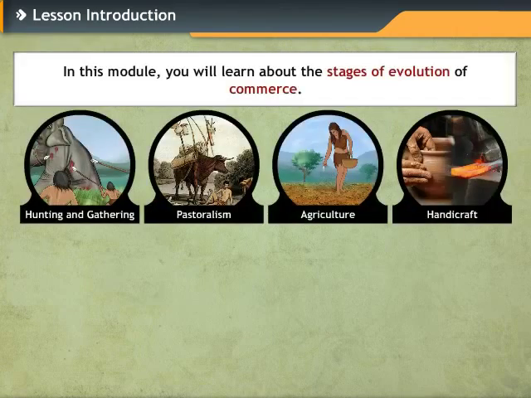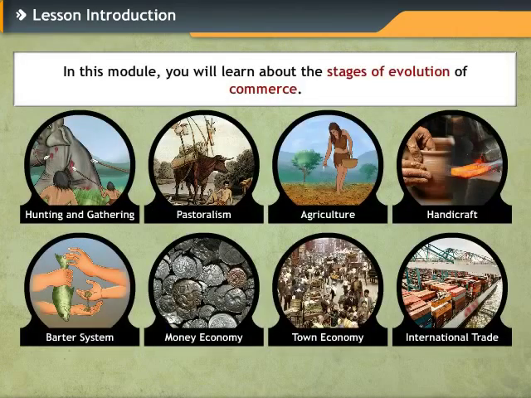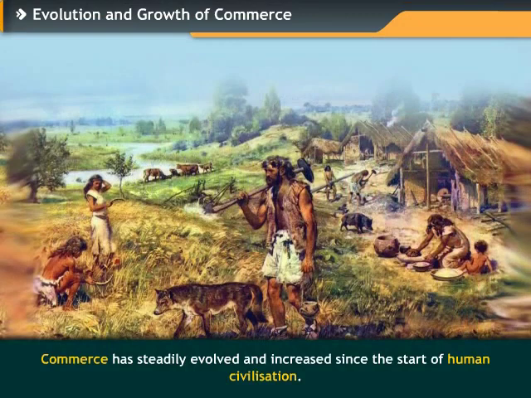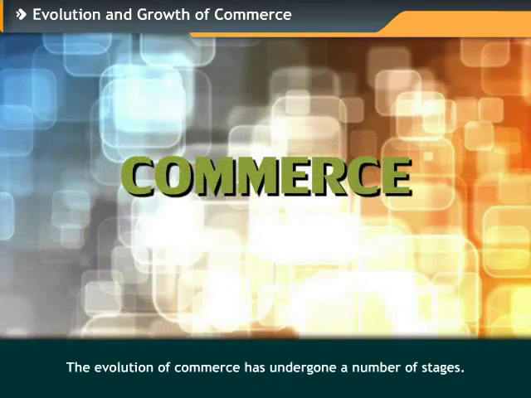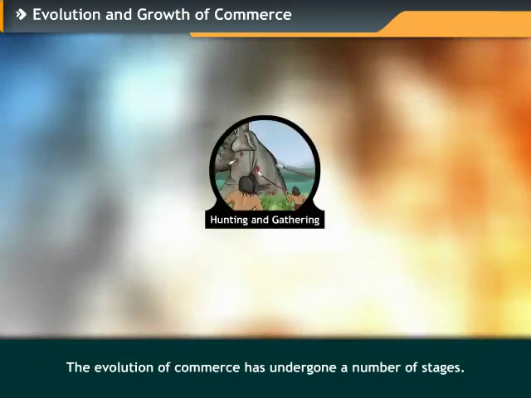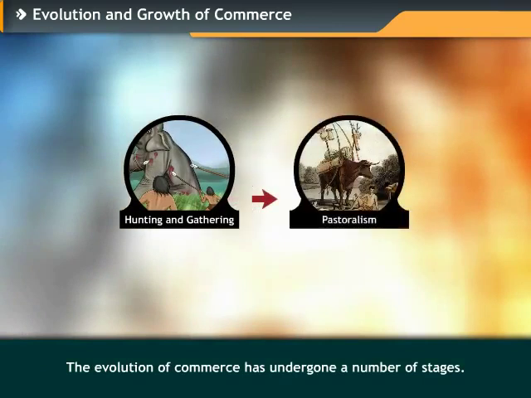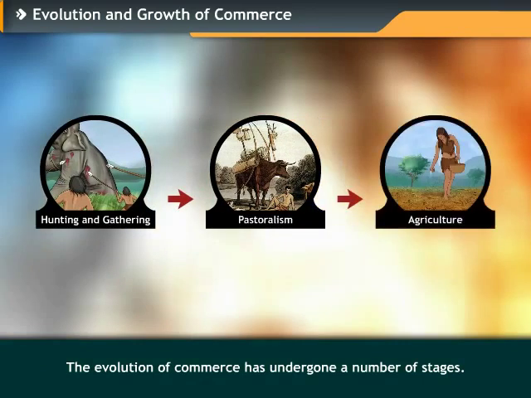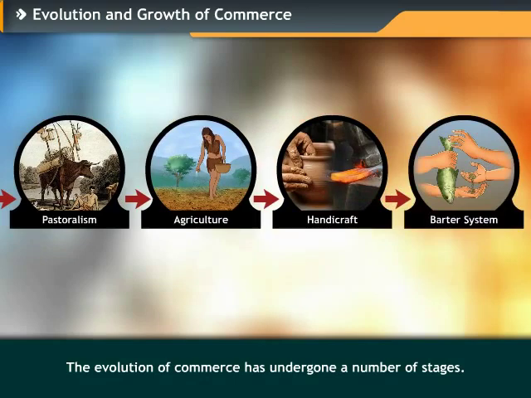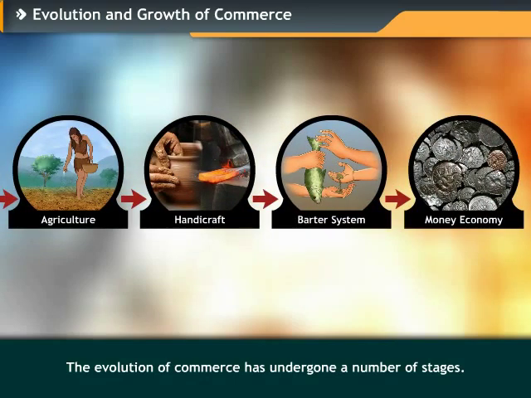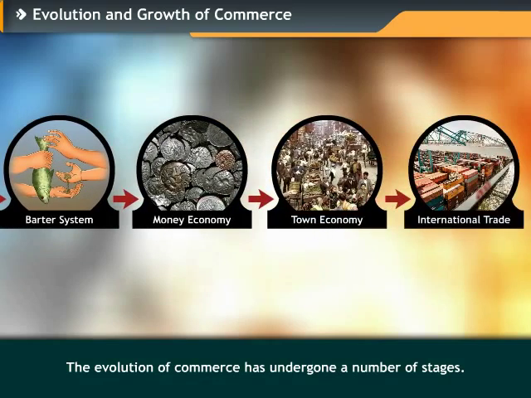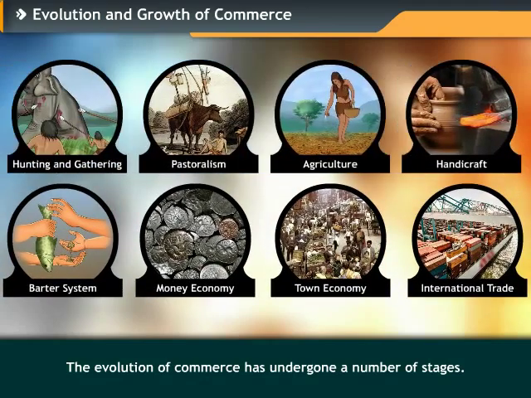In this module, you will learn about the stages of evolution of commerce. Commerce has steadily evolved and increased since the start of human civilization. The evolution of commerce has undergone a number of stages. These include the hunting and gathering stage, the pastoral stage, the agricultural stage, the handicraft stage, the barter system stage, the money economy stage, the town economy stage, and the international trade stage. Let us learn about each of these stages in detail.